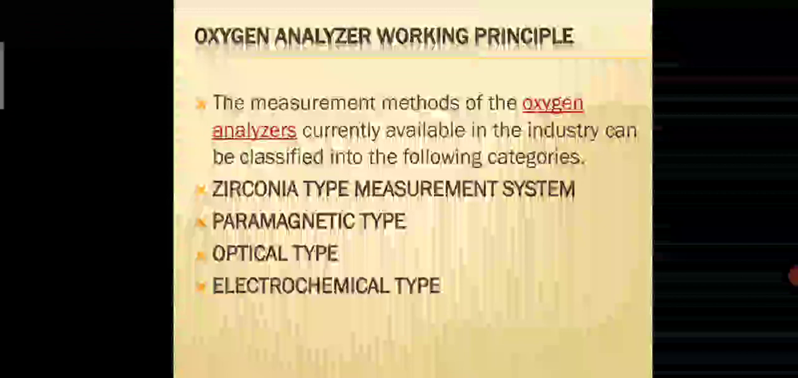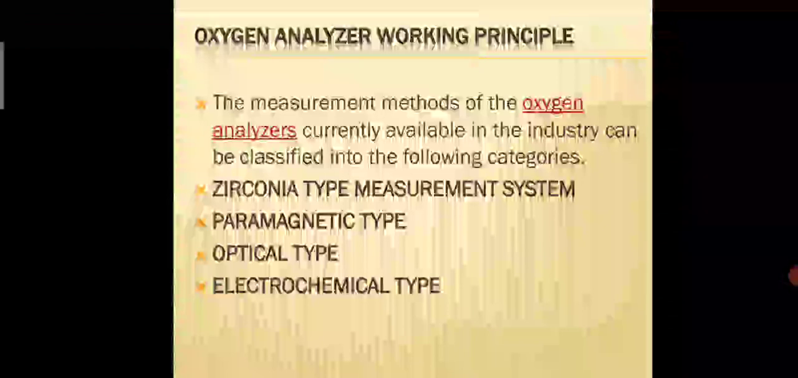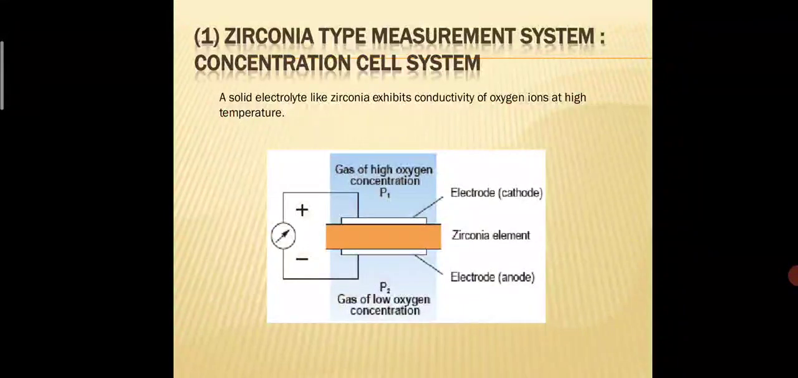The measurement methods of oxygen analyzers currently available in industry can be classified into four categories: the zirconia type measurement system, paramagnetic type, optical type, and electrochemical type. These are the four types of oxygen analyzer. Next, the first method, the zirconia type measurement system.